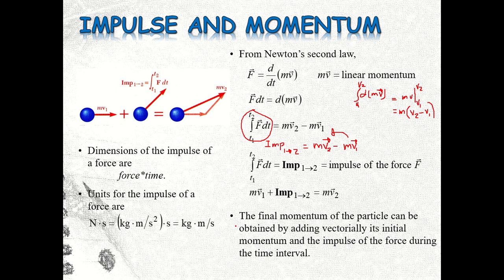Okay. So the dimension of the impulse of a force is force times time. Now this is force times time, we have the differential of time here. Units of impulse of a force are Newton second, or this can be written as kilogram meter per second squared times second, or this is equivalent to kilogram meter per second.